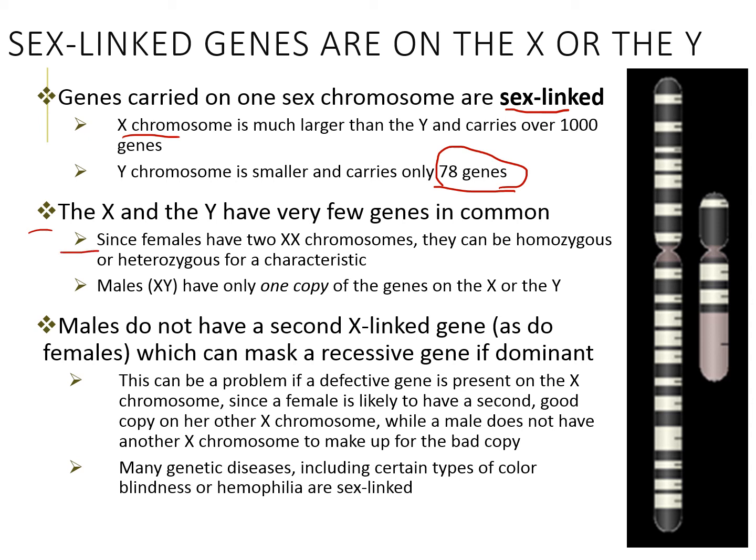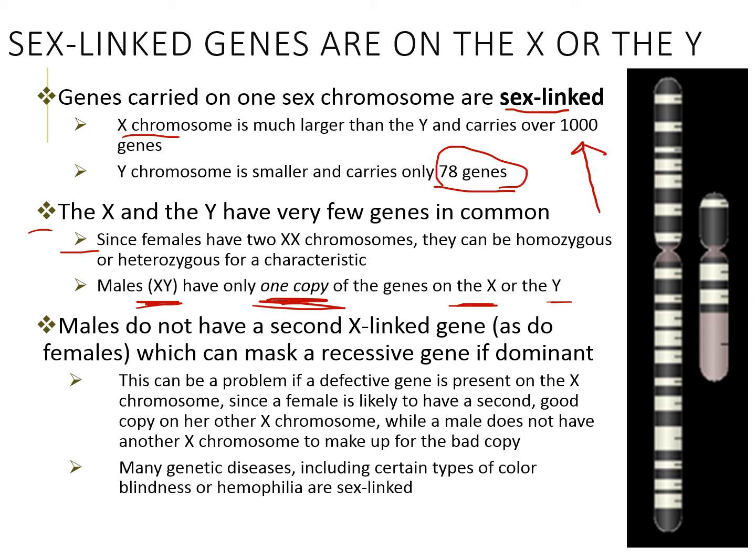Since females have two X chromosomes, they can be homozygous or heterozygous for a trait, right? Because they've got two copies of that X chromosome. A male, for example, just has XY. So they only have one copy of the genes on the X chromosome because the other one's a Y chromosome, and it doesn't have those genes. Looking back up here, 1,000 genes on the X chromosome. Males have just one copy of those 1,000 genes. Females have two copies of those 1,000 genes.